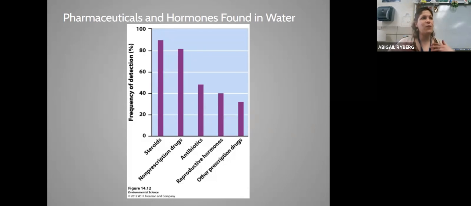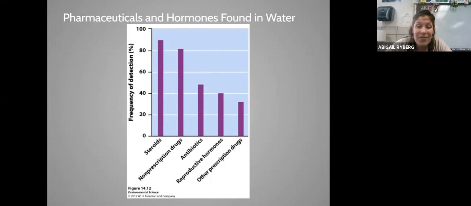Steroids, like if you've ever been put on steroids because you have some type of little infection or something, it's a really commonly prescribed medication. Non-prescription drugs, so we're kind of clumping over-the-counter meds, like acetaminophen, Tylenol, ibuprofen, things like that. Antibiotics are present in about half the water samples that were tested. Again, that's something that would be prescribed if you have like an ear infection.